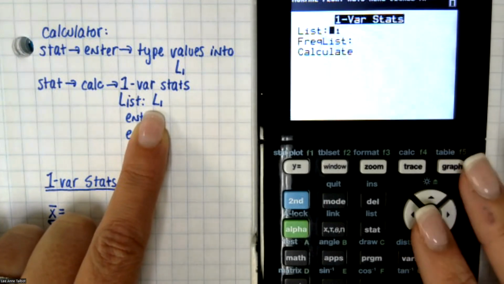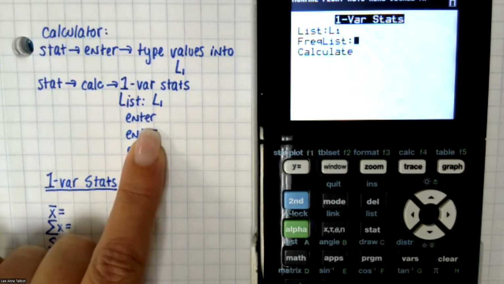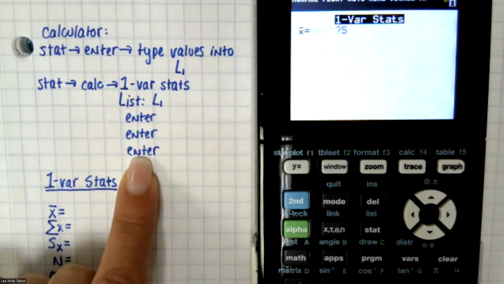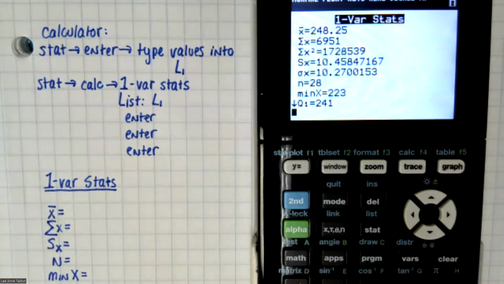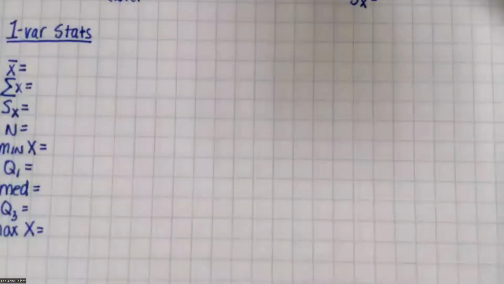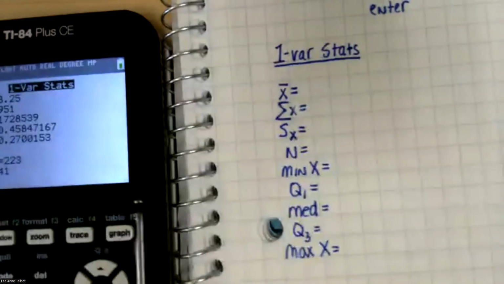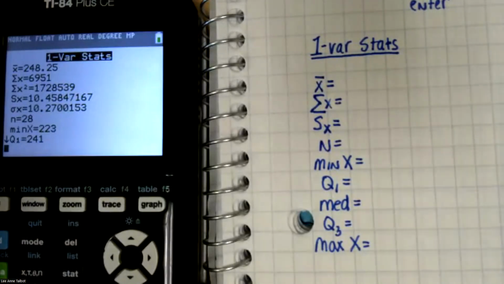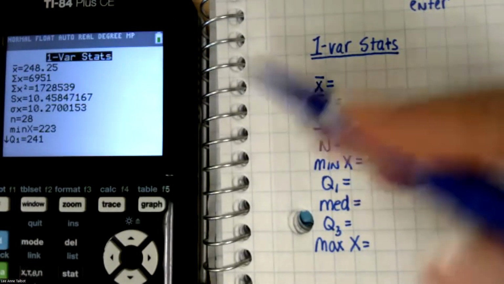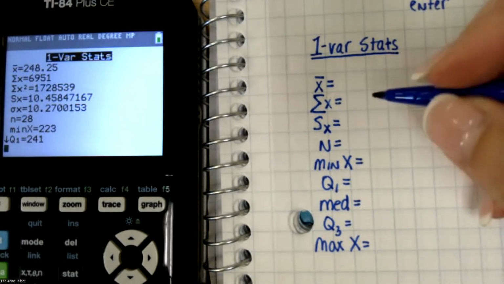People are getting crazy in the stats in the math 3 classes. So L1, enter, enter, enter. And look how fast it calculated all those things. You feel cheated because we made you do standard deviation by hand in math 1, but the calculator can do it. Anyway, we're just gonna take these ones that I wrote down and copy them over here. Did you guys get the same thing as me?